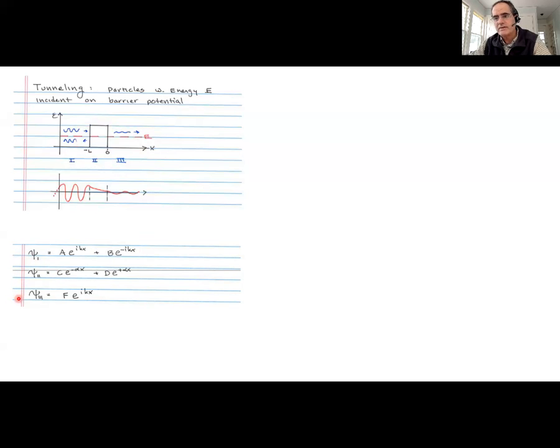And now what we're going to do is to use the boundary conditions at x equals 0 and x equals minus L to match up the solutions. By assuming that the wave function is continuous at each boundary, and by assuming that its first derivative is also continuous at the boundary, we'll see that we can get an expression for F in terms of A. And that's our goal, because if we know F in terms of A, then we can figure out the probability of transmission. All right, so that's our manifesto. Now let's carry it out.